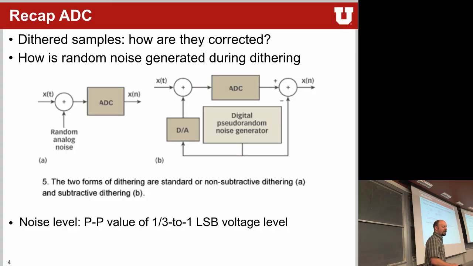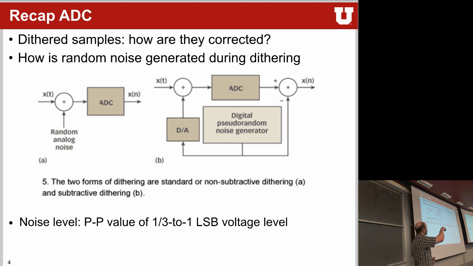And quick recap, I think I need to explain a little bit more on dithering, and more specifically, how do you actually inject random noise into the systems. There are two examples here on how to do it. The easier one is if you have a random analog noise generator, and then you just add it to the signal that you're trying to measure and feed that into the ADC, and then in software back here, you average over the samples that you're taking.